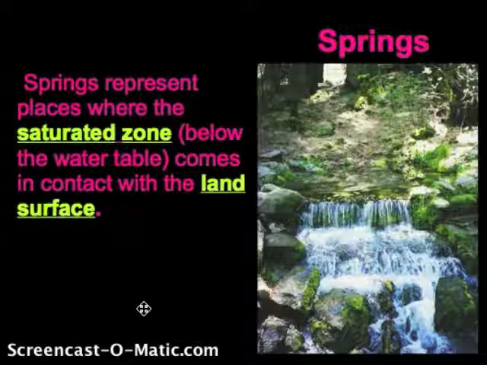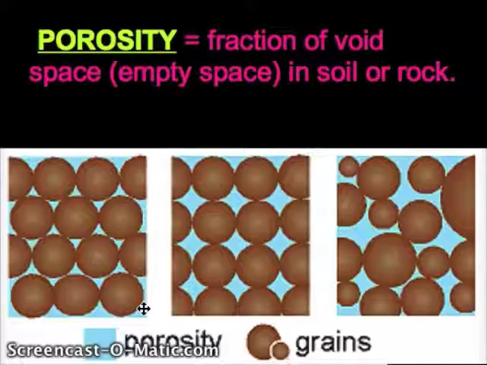Now, springs represent places where the saturated zone comes in contact with the land surface. And again, where I grew up, we had some springs that flowed into what we now know as the Fox River. The Fox River starts on my parents' property. It's actually my brother's property right now, and it flows through that land. And along the way, you see several different springs.